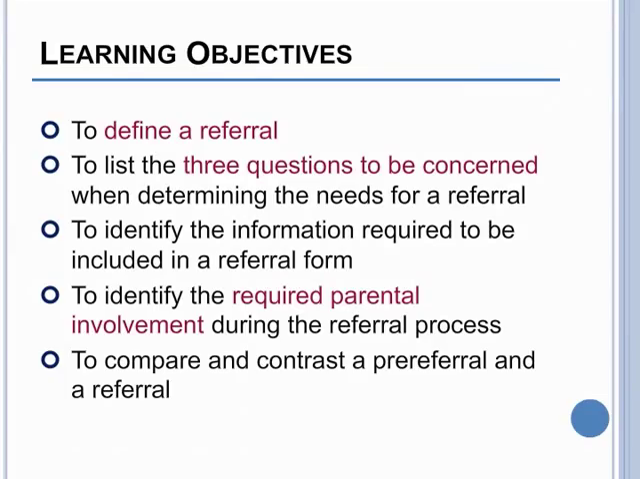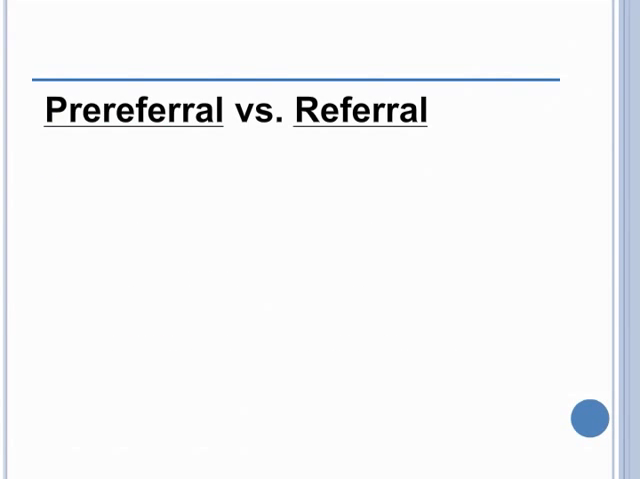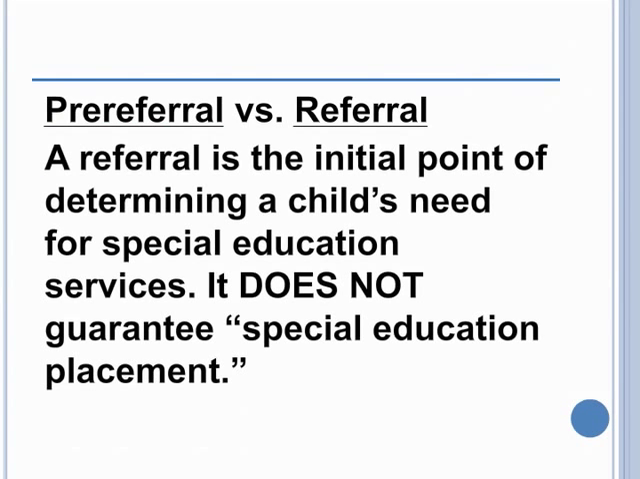So what we're going to talk about is we're going to define a referral. We're going to list 3 questions to be concerned with when determining the referral, identify information required, talk about parent involvement, and then look at the difference in a pre-referral and a referral. A referral is the initial point of determining a child's need for special education. It does not guarantee special education placement. Just because a student is referred to special ed does not mean that they will automatically be determined as eligible.